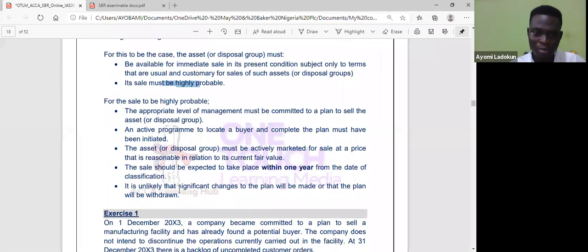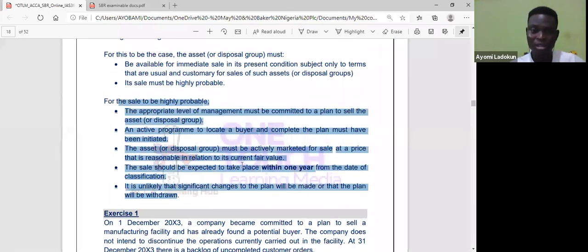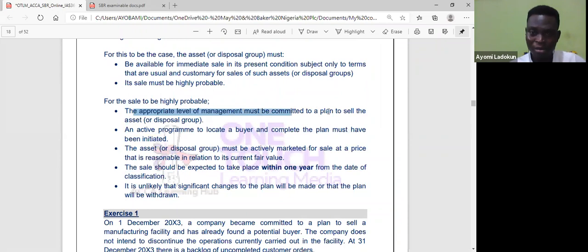So for the sale to be highly probable, you now have these 5 conditions. For example, an appropriate level of management must be committed to a plan to sell the asset. Okay, who are those charged with governance? That's the appropriate level, maybe at the board level or at the management level. They must be committed to a plan. If you're an external auditor, for example, and you've seen that an asset has been classified as held for sale, how will you know that an appropriate level of management is committed to a plan to sell the asset?